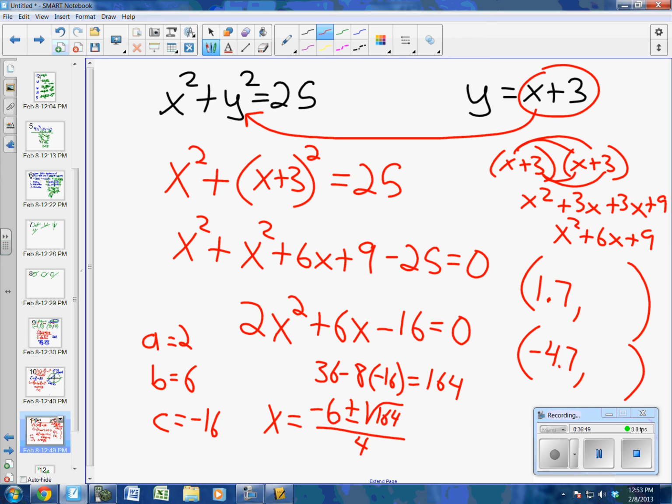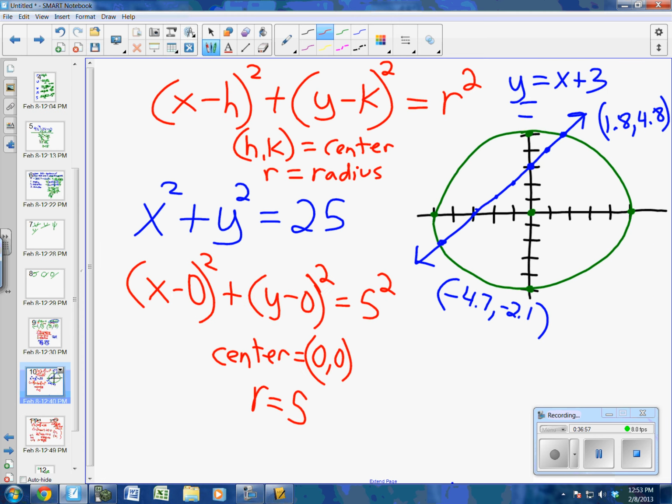Now, I want you guys to look at this. 1.7, negative 4.7. Let's go back and see how close we were for the x coordinates that we estimated, Zach and Talon. How close were we? We guessed 1.8 and it was 1.7. And we guessed negative 4.7. We're right on there. Some of you guys guessed that right on.